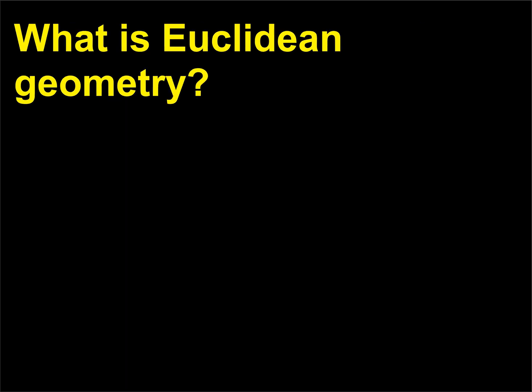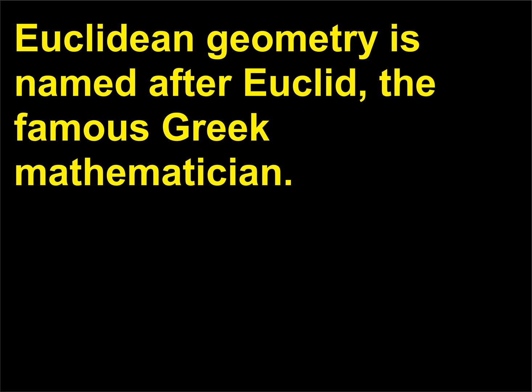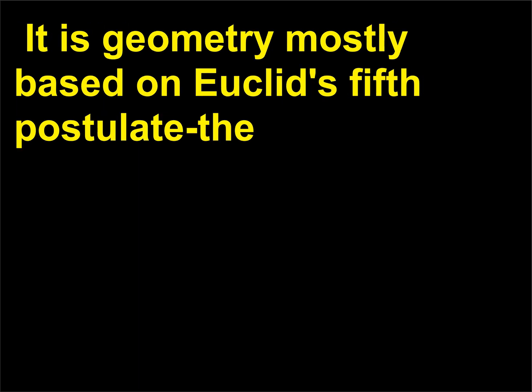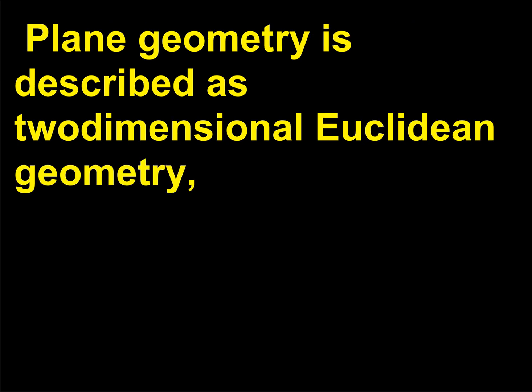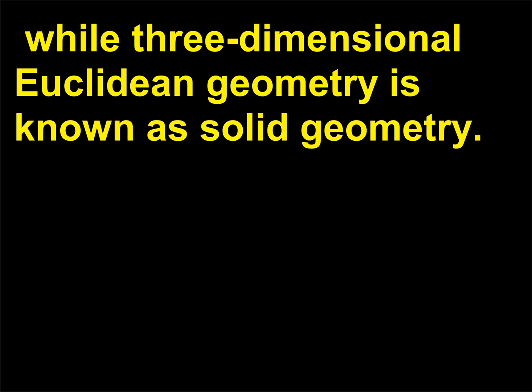What is Euclidean geometry? Euclidean geometry is named after Euclid, the famous Greek mathematician. It is geometry mostly based on Euclid's fifth postulate, the parallel postulate, and is sometimes called parabolic geometry. Plane geometry is described as two-dimensional Euclidean geometry, while three-dimensional Euclidean geometry is known as solid geometry.